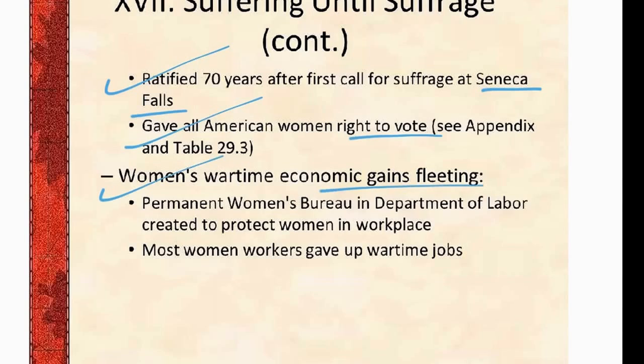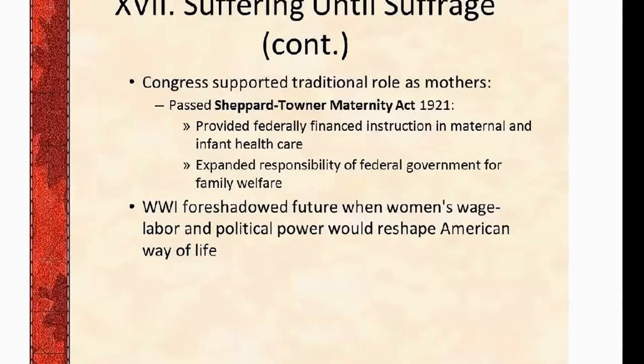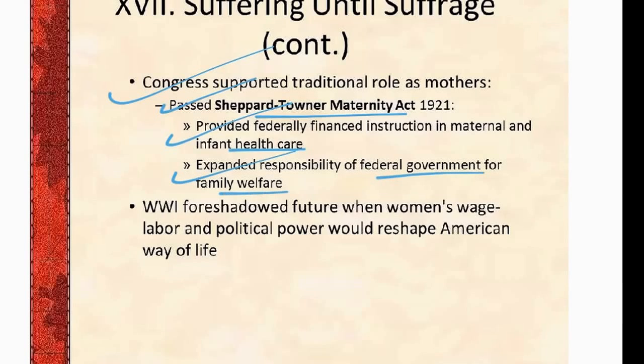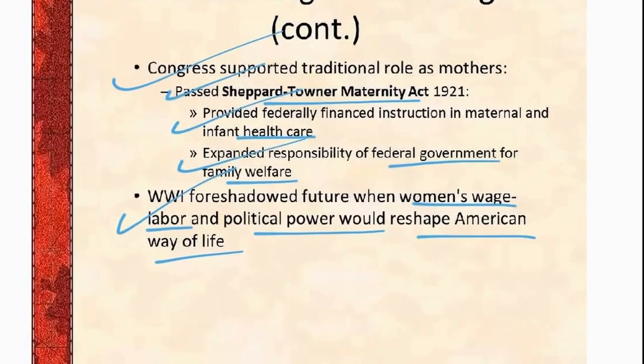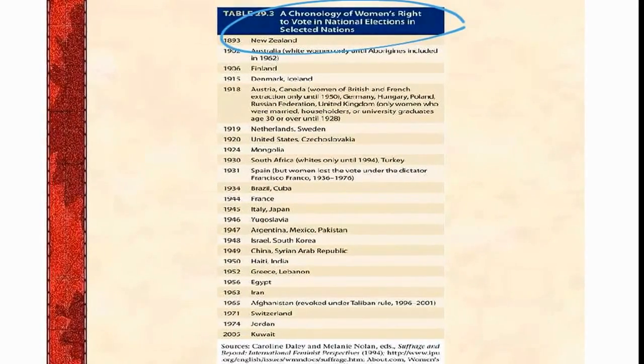Women's wartime economic gains were fleeting. The Permanent Women's Bureau in the Department of Labor was created to protect women in the workplace, but most women workers gave up their wartime jobs after the war. Congress supported the traditional role as mothers and passed the Sheppard-Towner Maternity Act of 1921, which provided federally financed instruction in maternal and infant health care and expanded the responsibility of the federal government for family welfare. World War I foreshadowed the future when women's wage labor and political power would reshape Americans' way of life. This is a chronology of the women's right to vote in national elections in selected nations.